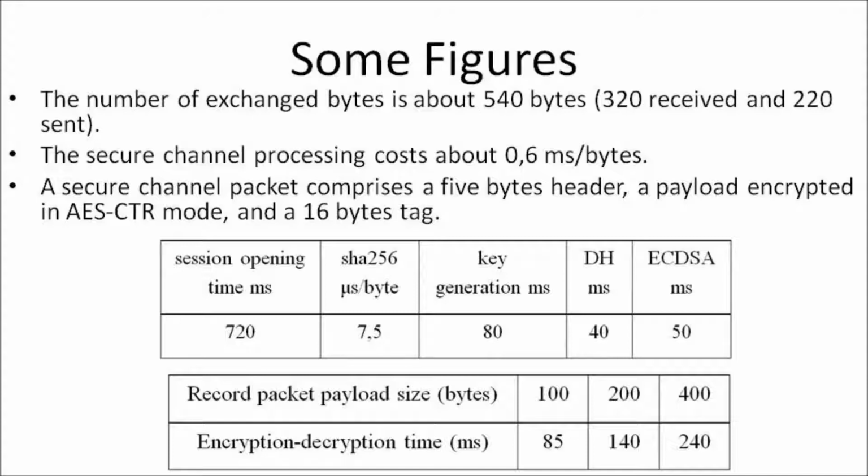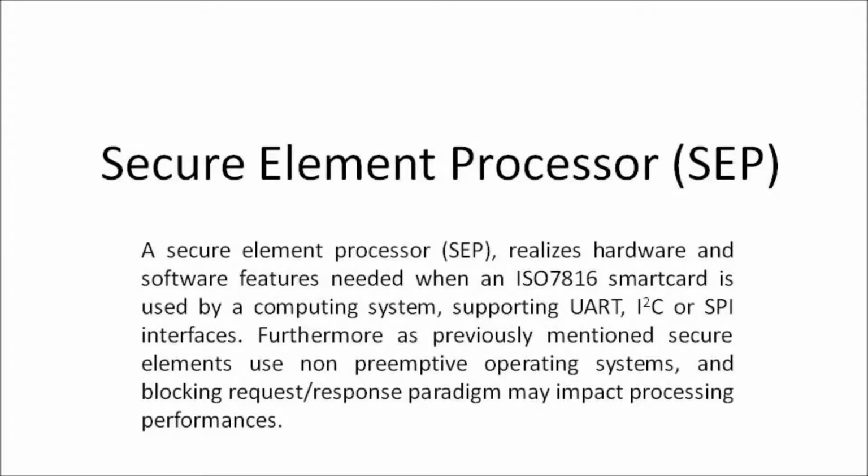A secure channel packet comprises a 5-byte header, a payload encrypted in AES CTR mode, and a 16-byte tag. A secure element processor, SEP, realizes hardware and software features needed when an ISO 7816 smart card is used by a computing system supporting UART, I2C, or SPI interface. Furthermore, as previously mentioned, secure elements use non-preemptive operating systems and the blocking request-response paradigm may impact processing performance.